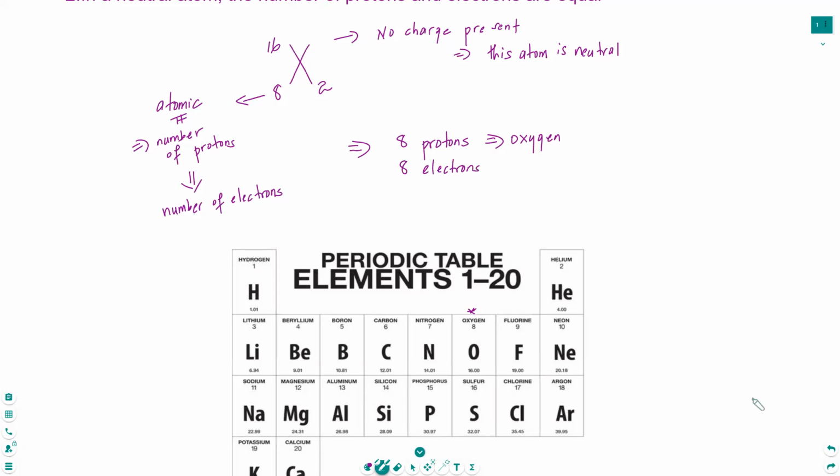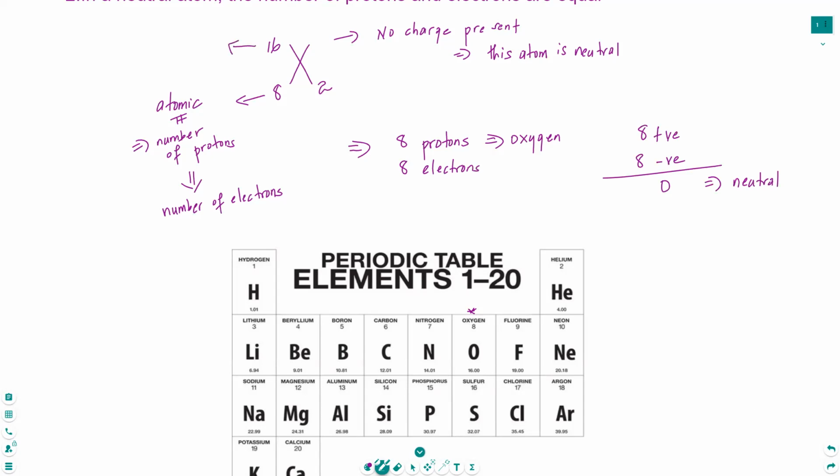So what does it mean? The 8 protons have an 8 plus charge, so there's a positive charge of 8. And if we also have 8 electrons with 8 negative charges, you can see how they counteract each other and it becomes 0. And so the atom is neutral. All right, so this number tells us the atomic number.